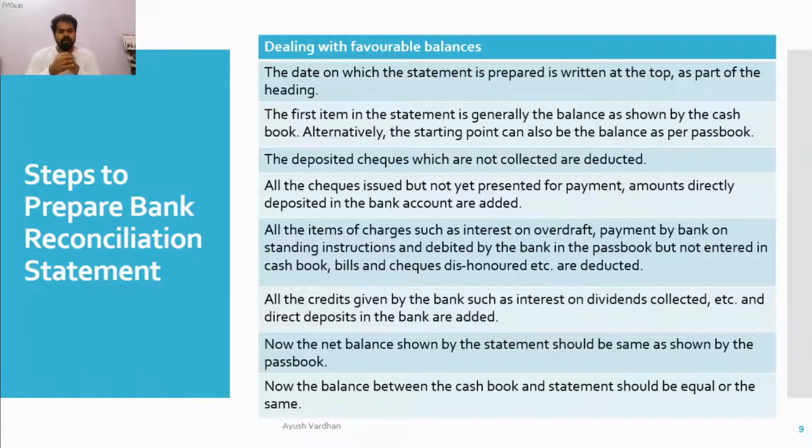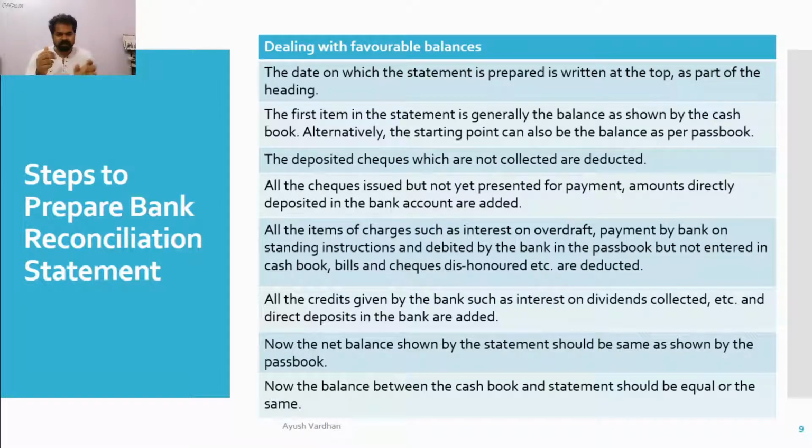All items of charge such as interest on overdraft, payments by the bank, standing instructions debited by the bank in the passbook but not entered in the cash book. What happens is the bank is charging some interest, or the bank is making some payment on your behalf, and you are not making entries of all those in your cash book just because you are not aware of that. The bank is doing that automatically, so that has to be on the negative side of the BRC statement.